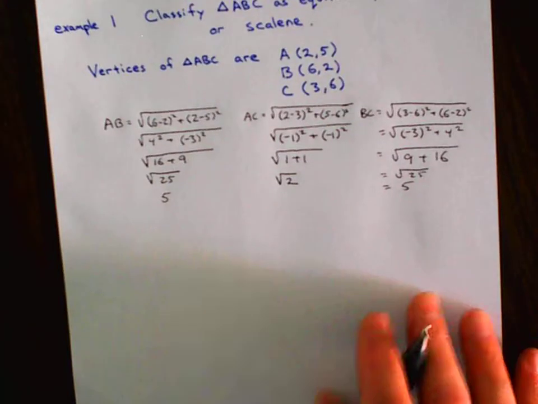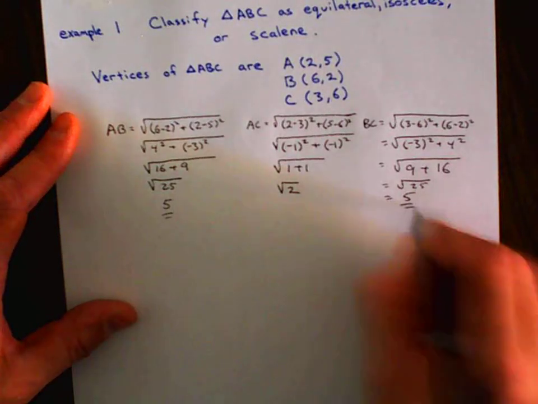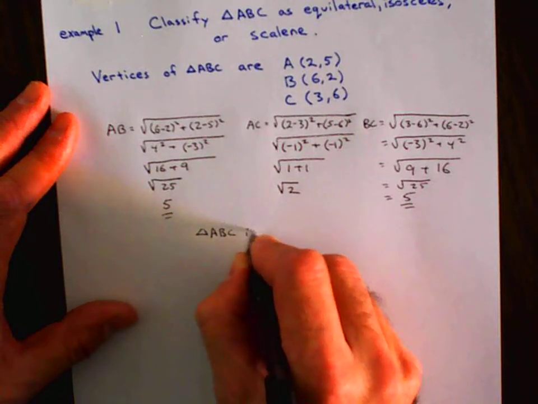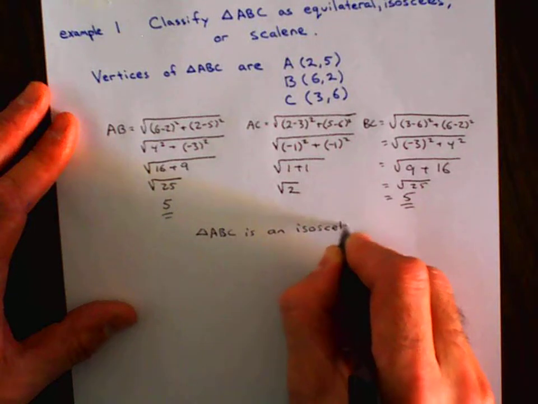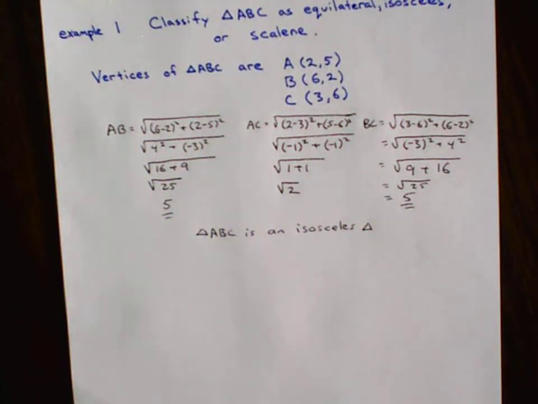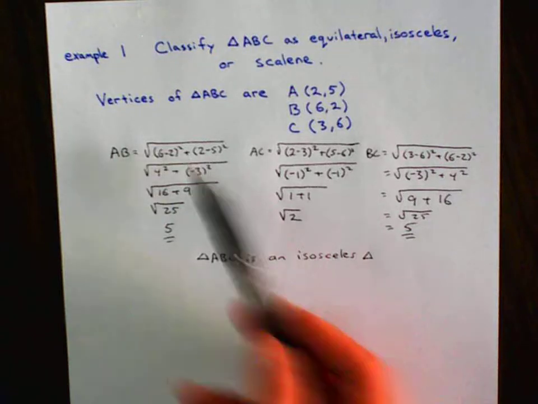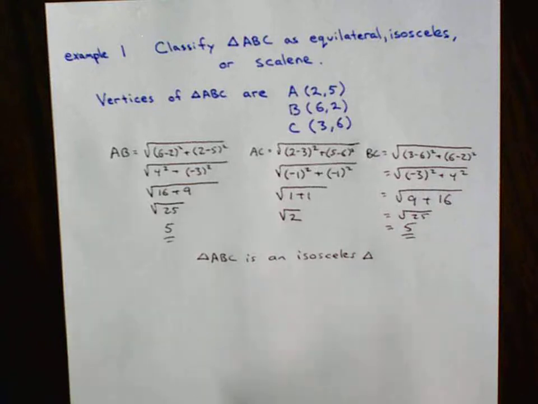So we do have two of them. Two of these lengths are the same. Therefore, since these two are the same, triangle ABC is an isosceles triangle. So that's example number 1. Again, we just break it down and see that when we use the distance formula for each, going from A to B, A to C, and B to C, we end up with two being the same, so that's an isosceles triangle. Let's look at another example.